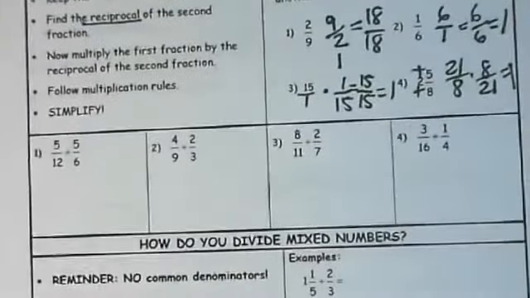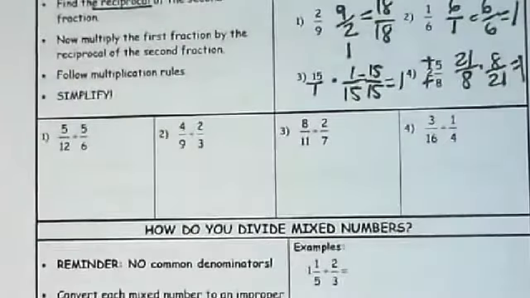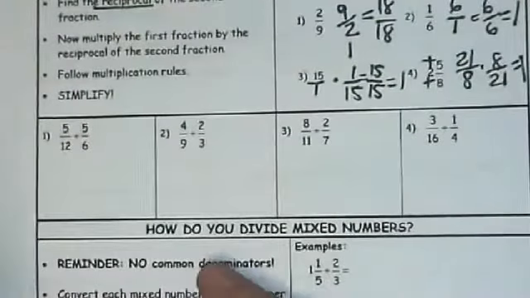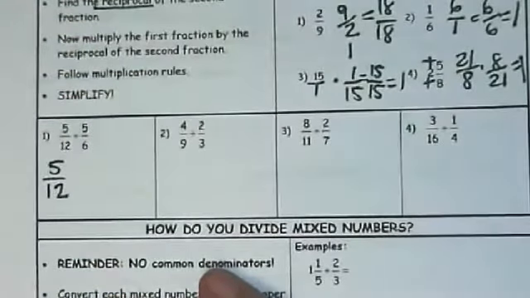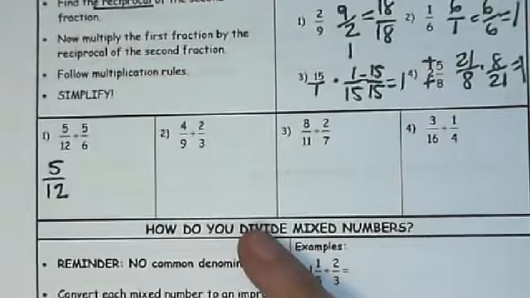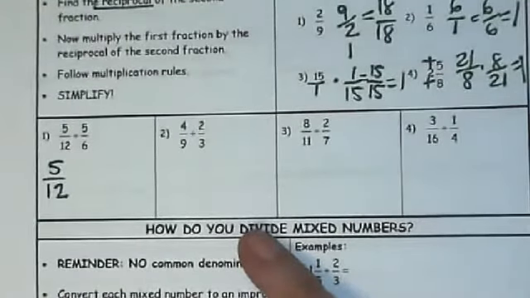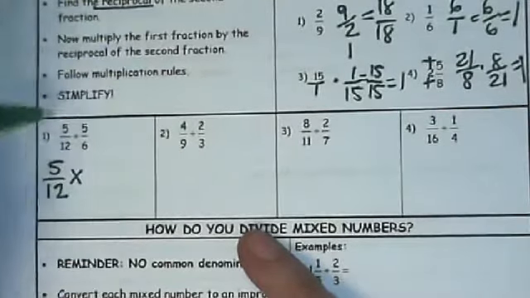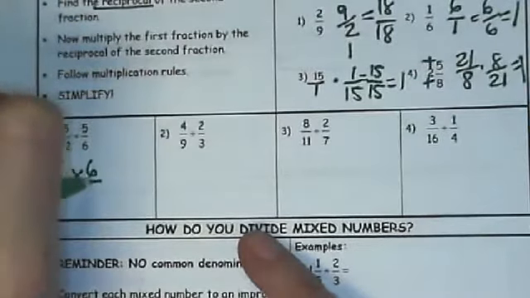So let's practice a few together. So the first one is 5/12 divided by 5/6. So we want to keep the first fraction, right? Then we want to change the division sign to multiplication. That means we're going to just multiply by the reciprocal of the second fraction. The second fraction is 5/6. So basically I'm flipping it. So that's going to be 6 over 5.